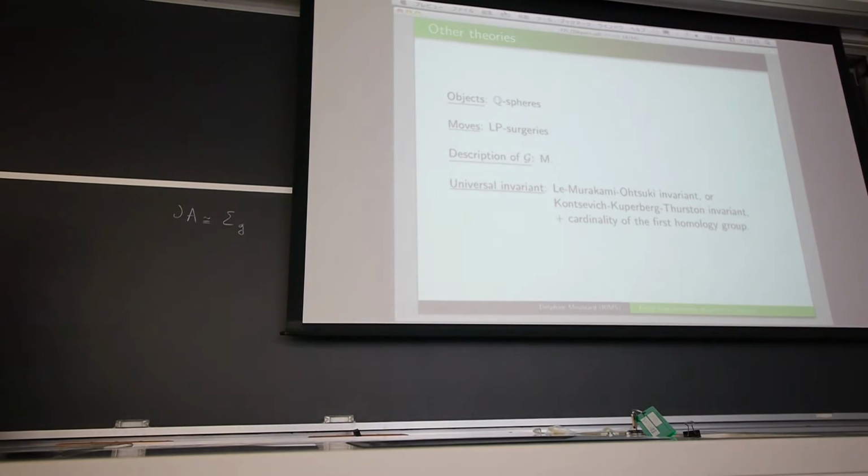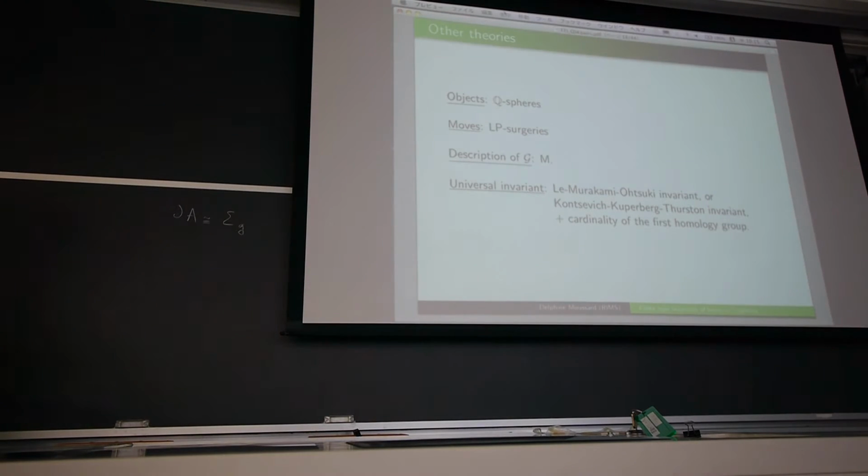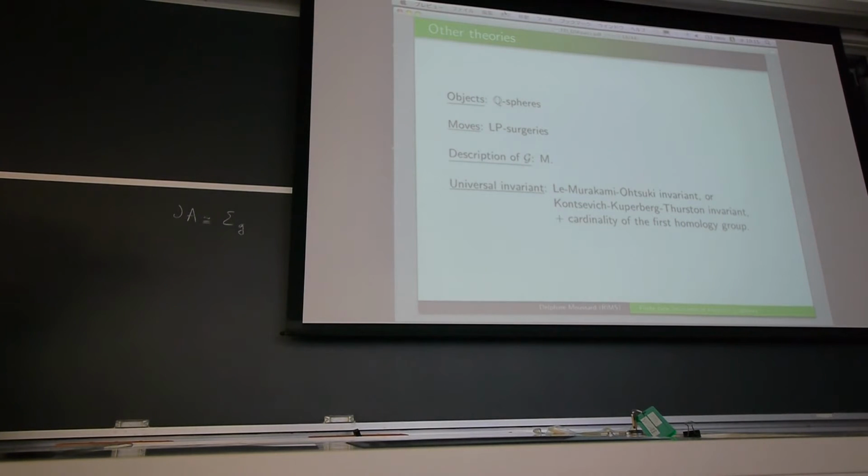So once again, this provides a way to compare these two invariants, in this case for rational homology spheres. Precisely, what we can say is that if we take two rational homology spheres whose first homology groups have the same cardinality, then they have the same LMO invariant up to some degree if and only if they have the same KKT invariant up to the same degree.